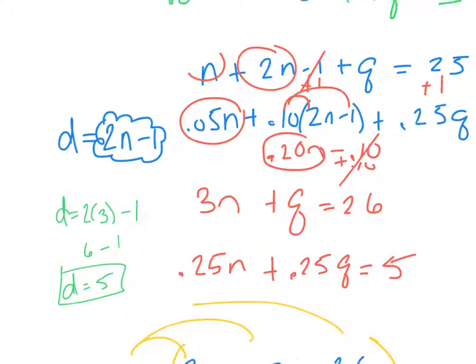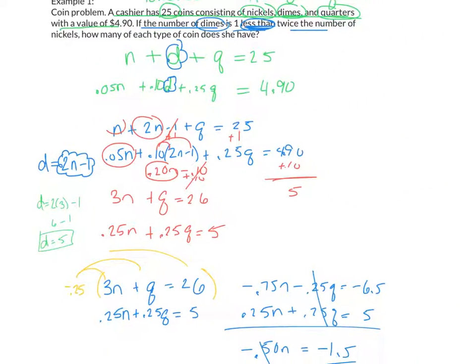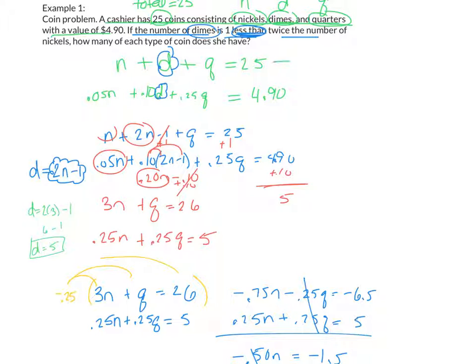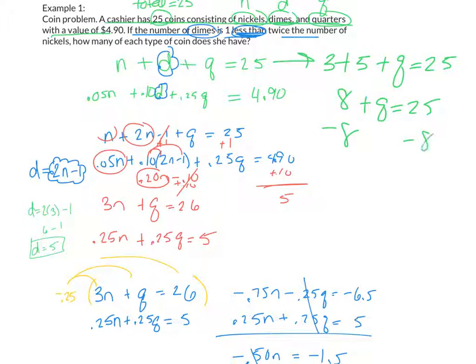Now to get my number of quarters, the easiest equation I can use is the original one that we wrote here, and I know I have now 3 nickels, 5 dimes, I don't know how many quarters, that's what I'm looking for. So 3 and 5 make 8. I'm going to subtract 8 from 25, and I'm getting the Q value of 17. Alright.